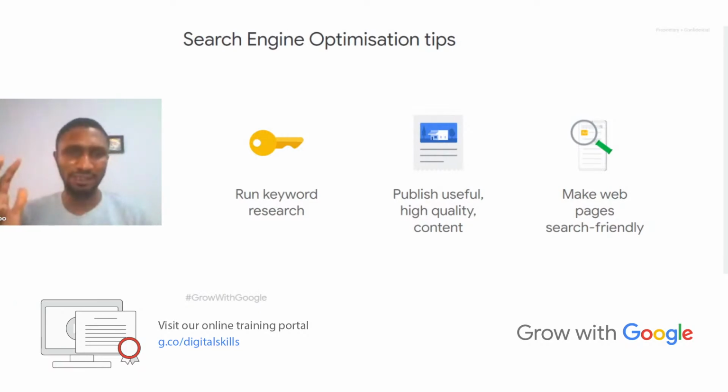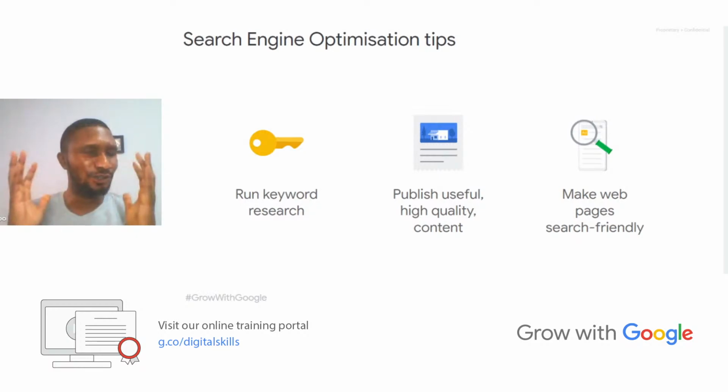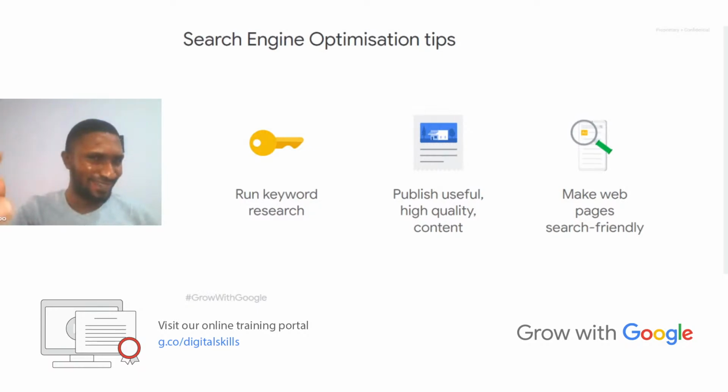Also, when it comes to search engine optimization, you want to make sure you are publishing useful, high-quality content. I'll tell you, Google's mission is to organize the world's information and make it universally accessible and useful. And now here's a tip. Publish useful, high-quality content. Don't you think a brand with that mission is going to be prioritizing making sure that users are seeing content that is useful and of good quality?